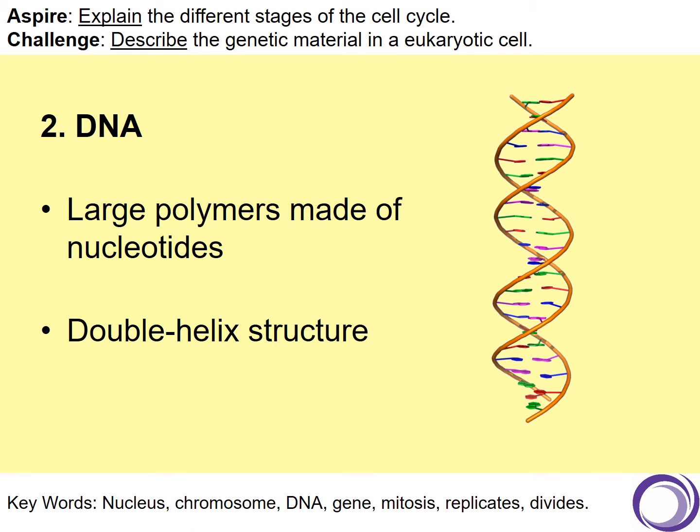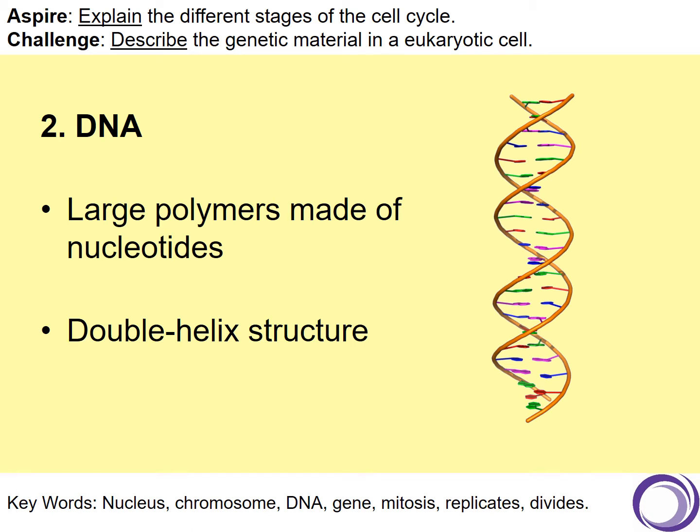So it's just this big long chain of nucleotides all linked together, and we call it a double helix structure. If you're doing triple biology, you need to know much more about that for paper two. But if you know it's a double helix, that means it's got two sides to it. And the helix is this twist. It's often called like an alpha helix because of how much it's twisted.